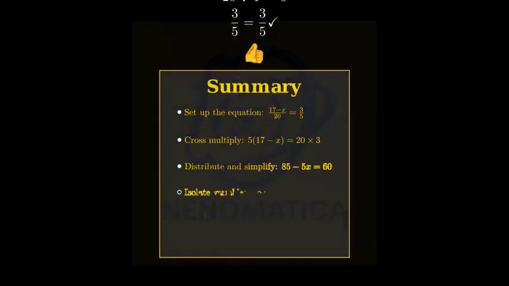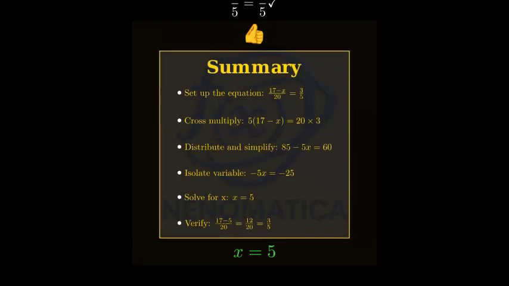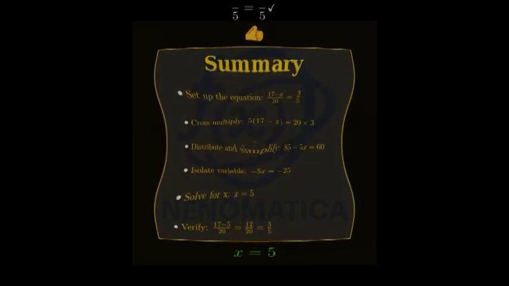To solve this type of fraction equation, we used these key steps. First, we set up the equation based on the problem statement. Second, we used cross-multiplication to eliminate the fractions. Third, we distributed and simplified. Fourth, we isolated the variable term. Finally, we solved for x and verified our answer. The answer is that we need to subtract 5 units from the numerator of 17/20 to get 3/5.